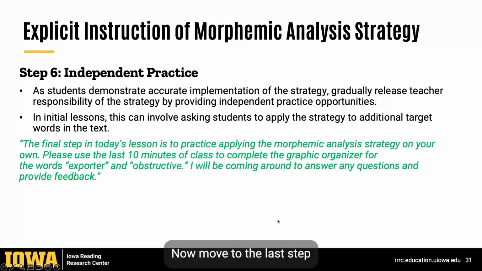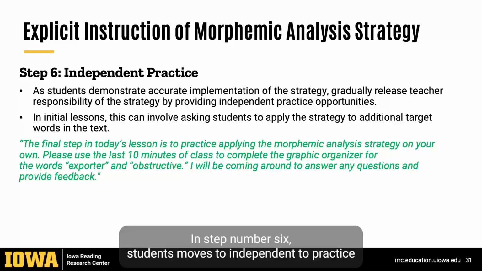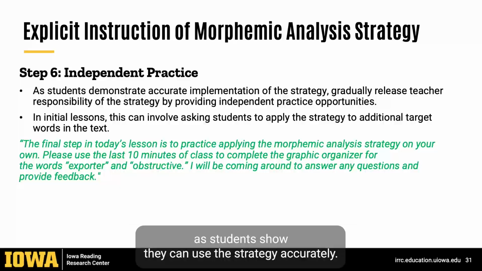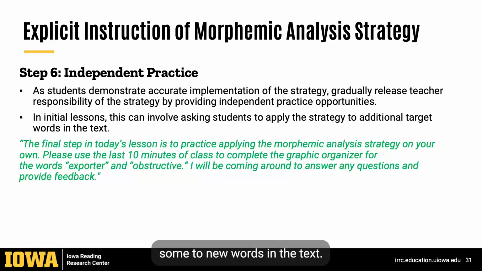We'll move to the last step of the strategy, independent practice. In step number 6, students move to independent practice. As students show they can use the strategy accurately, I, as a teacher, gradually step back and let them apply it to new words in the text.